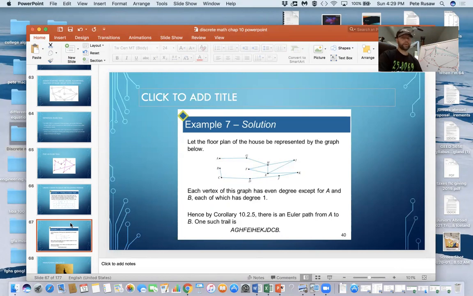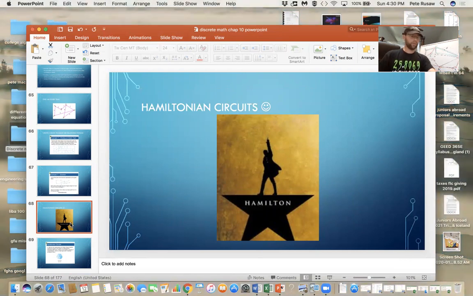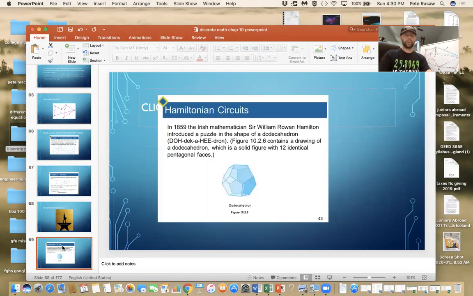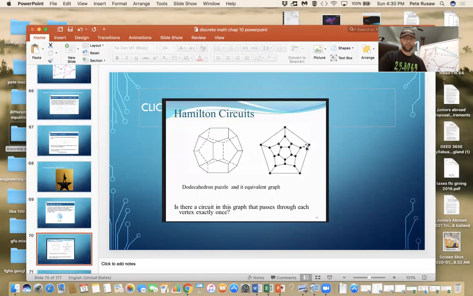Another very interesting type of circuit that's very useful is called a Hamilton circuit. Some of you maybe know a little bit about the history of this. Actually, it has nothing to do with Alexander Hamilton, has nothing to do with the musical Hamilton, but those are fun too. It has to do with an Irish mathematician, Sir William Rowan Hamilton, and a puzzle that he was trying to solve, taking a dodecahedron and actually kind of flattening the whole thing and turning it into a graph.